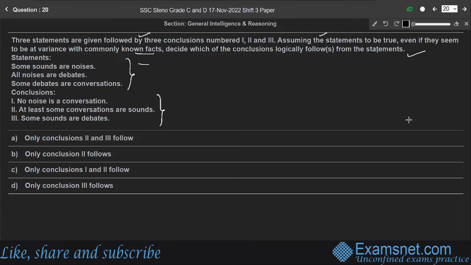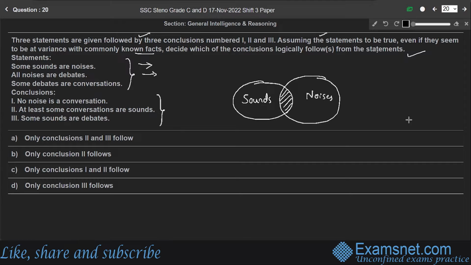So here the first one is some sounds are noises. So if you consider sounds and noises are two different sets, right? Some sounds are noises, set of sounds and set of noises in which some sounds, this portion, that shaded portion indicates statement 1. Second one, all noises are debates. All noises means set of noises is completely included in set of debates. Therefore, second statement, all noises are debates.